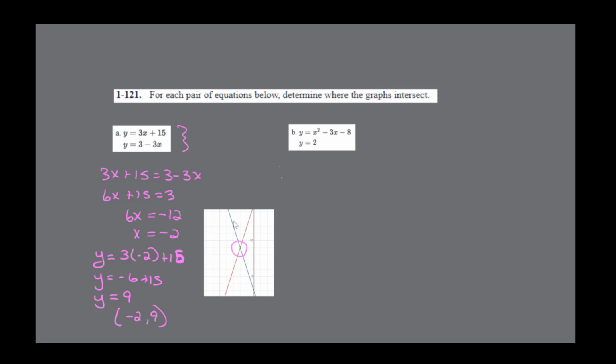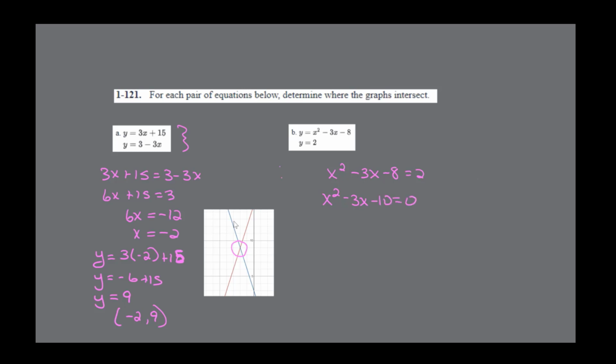Part B, again, they both equal y, so I'm going to set them equal to each other. And yes, it's a quadratic and a horizontal line, but this is the best way to do it. So, all right, equals 2. So I'm going to subtract 2 because this is quadratic form and set it equal to 0.